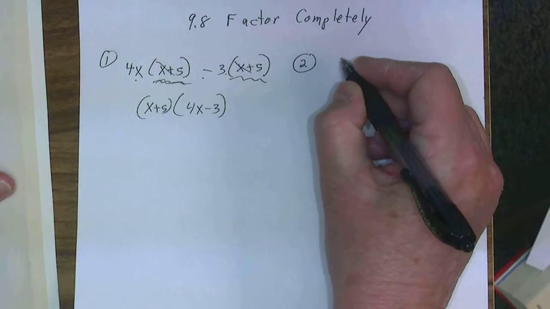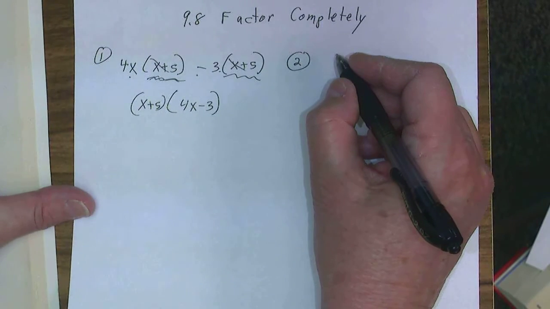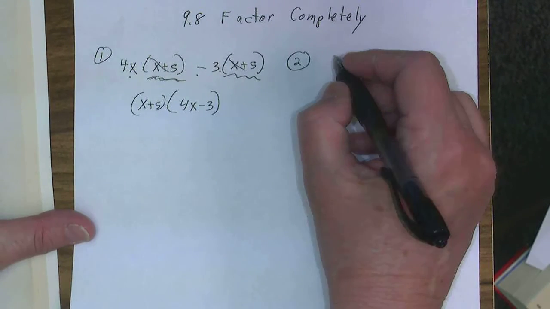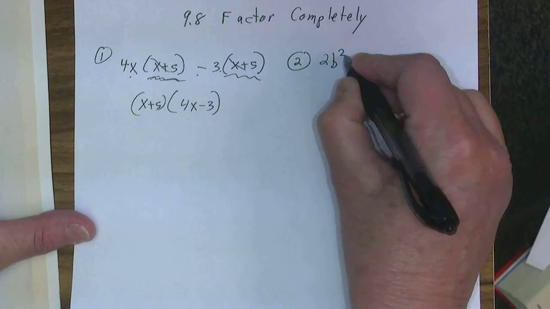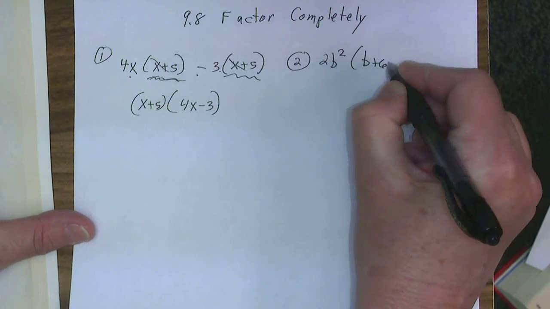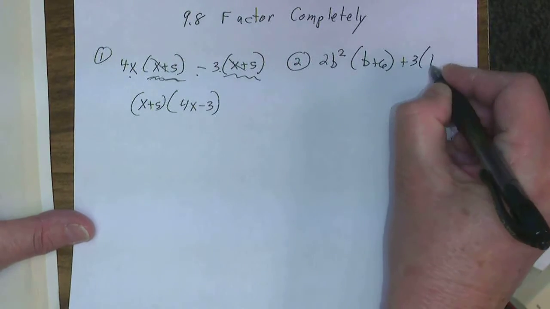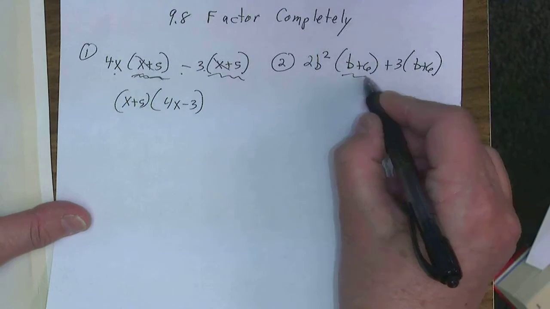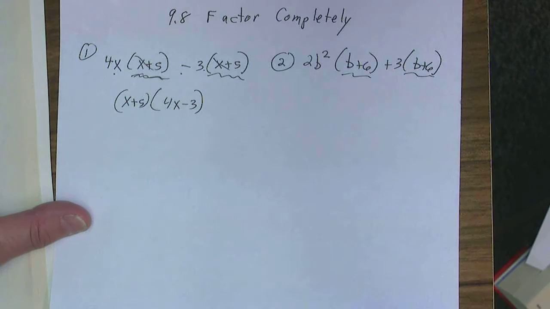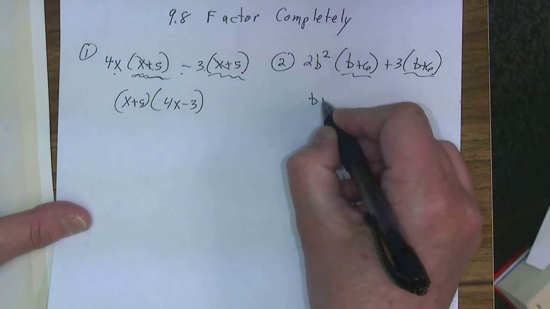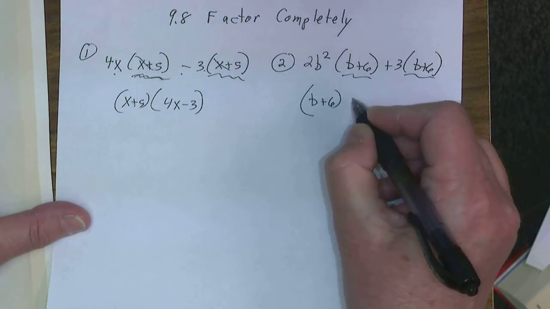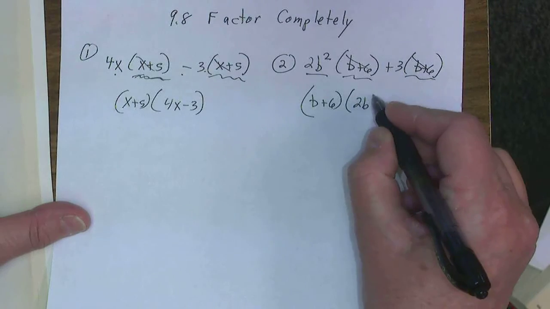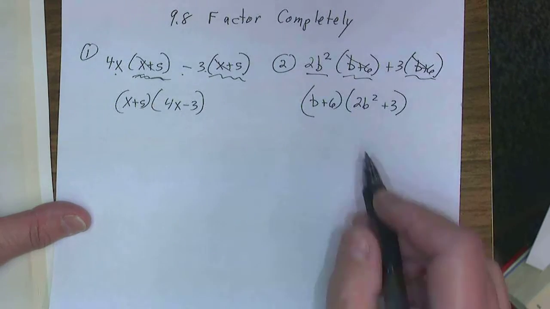Number 2, let's take 2b squared times b plus 6 plus 3 times b plus 6. They have a binomial factor of b plus 6. When you take that out, you're left with 2b squared plus 3, and that is factored.